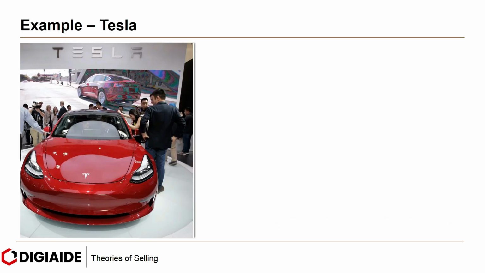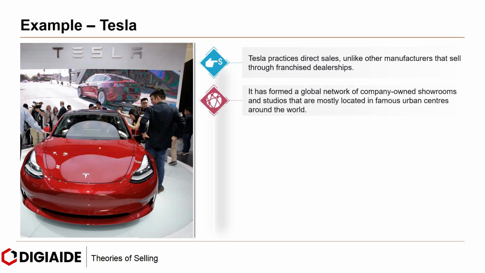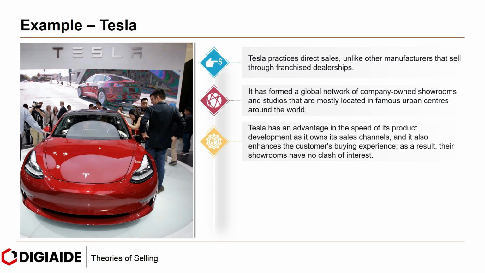Moving on to the example of need satisfaction theory, in this case is Tesla. I'm sure most of you know that customers can customize their Tesla cars. Tesla practices direct sales, unlike other manufacturers that sell through franchise dealerships. Tesla has formed a global network of company-owned showrooms and studios that are mostly located in famous urban centers around the world. Tesla has an advantage in the speed of its product development as it owns its sales channels and also enhances customer buying experience.